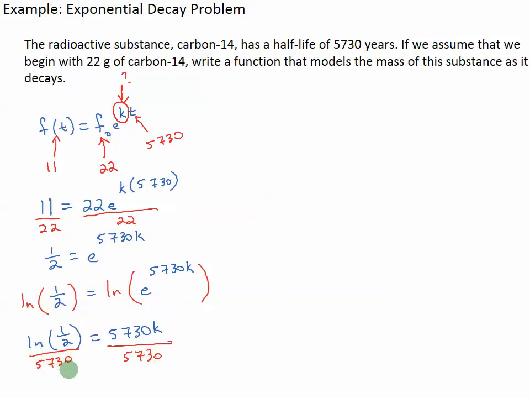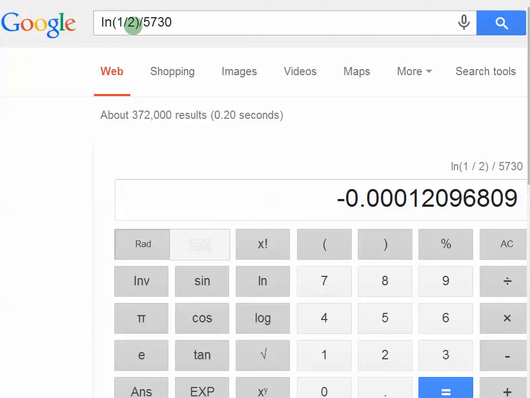And I can see that k equals the natural log of 1/2 over 5,730. And we could leave it like that. However, in the model it could be difficult to use. So I'm going to go to a calculator and get an approximate value of this. I've entered it into Google here, and I can see that I get negative 0.00012, let's say 1210. I'm going to go with about 4 digits after my zeros stop here.